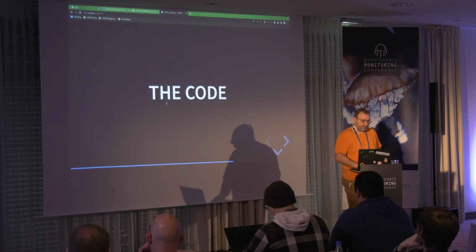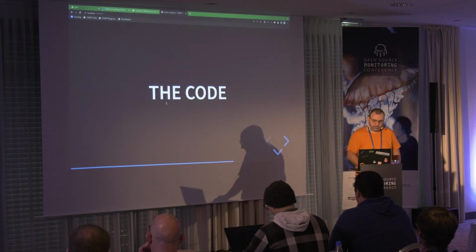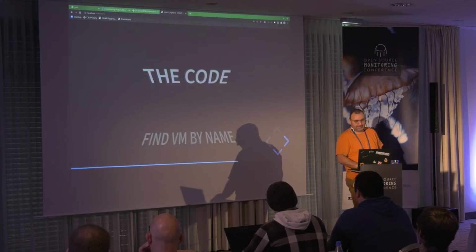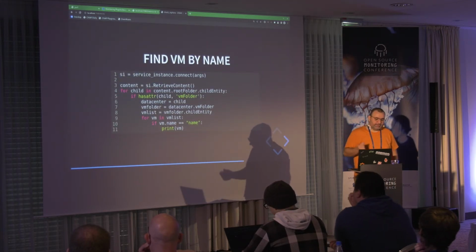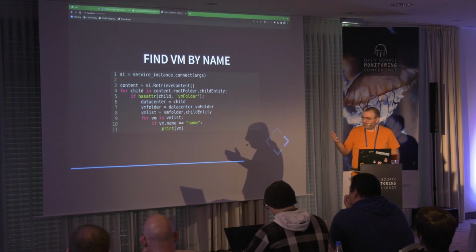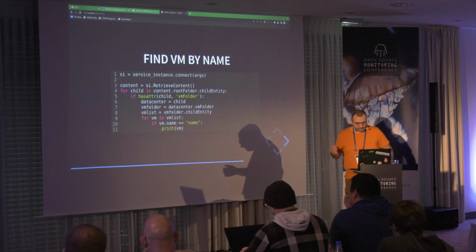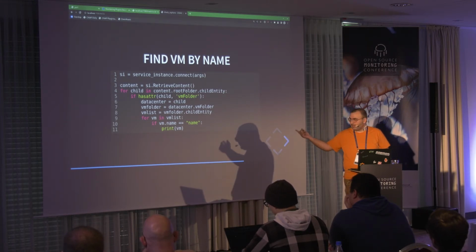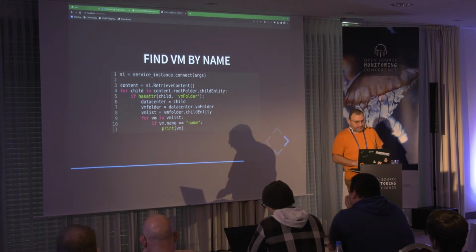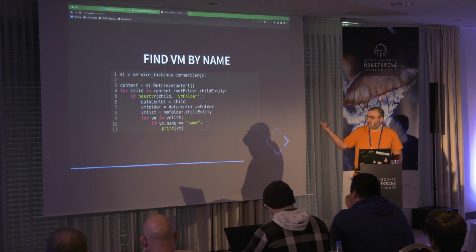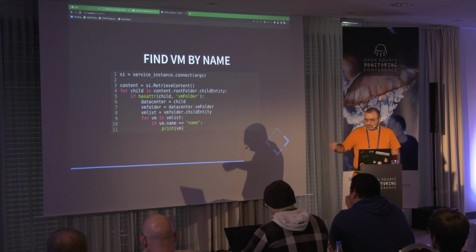Now I just hate a bit on the vSphere API to make it a bit entertaining. So the vSphere API is very over-engineered. And in the community examples, this is an example from the community examples, and it just finds you a VM with a specific name.